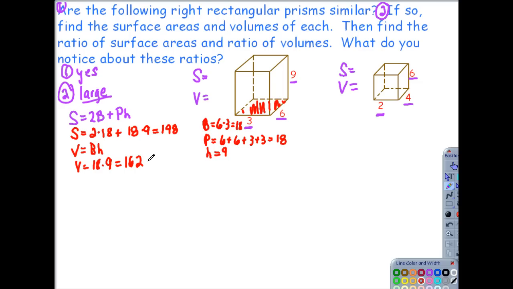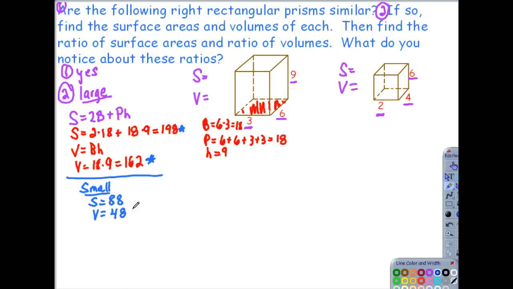To make this go a little faster, since you're just checking with us, let's just check the results. That's the large one, with the surface area and volume we found. For the smaller one, the surface area should be 88, and the volume is 48. That's just for checking purposes.